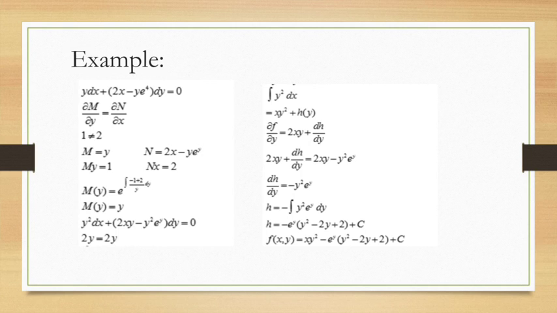Then we integrate both sides, so h will be equal to negative integration of y squared e to the power of y. And we calculate the integral, and we get h is equal to minus e to the power of y times (y squared minus 2y plus 2) plus c. After we get the h, we put it back into the equation, so we get f(x,y) is equal to xy squared minus e to the power of y times (y squared minus 2y plus 2) plus c.